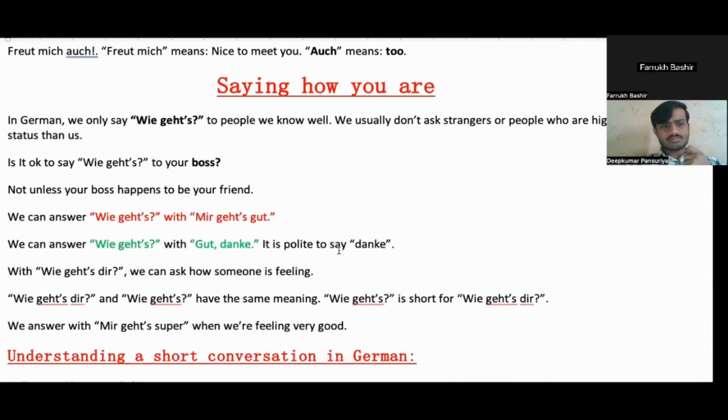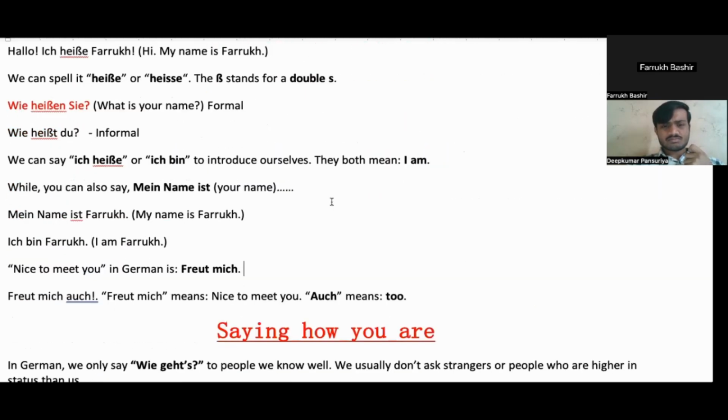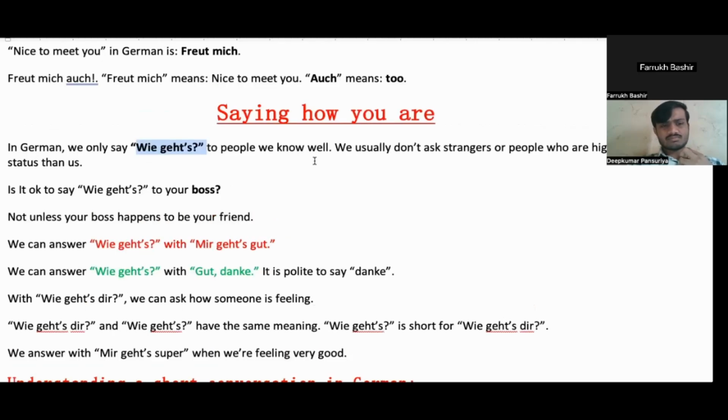And the next one we have, how are you? We know how to say my name, and I can ask your name also. And now I want to ask you, how are you? So we can use here wie geht's? Wie geht's means how are you? We usually don't ask strangers or people who are higher in status than us. You cannot ask your boss wie geht's. Basically, you can do it with your friends, with colleagues maybe, and with family members.